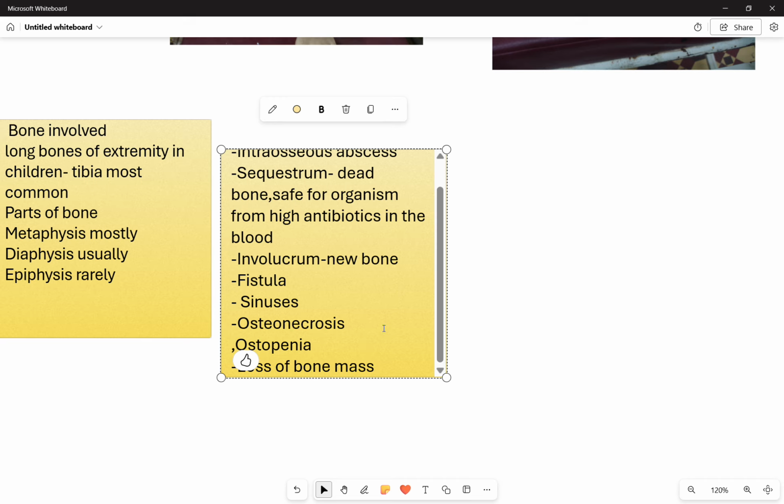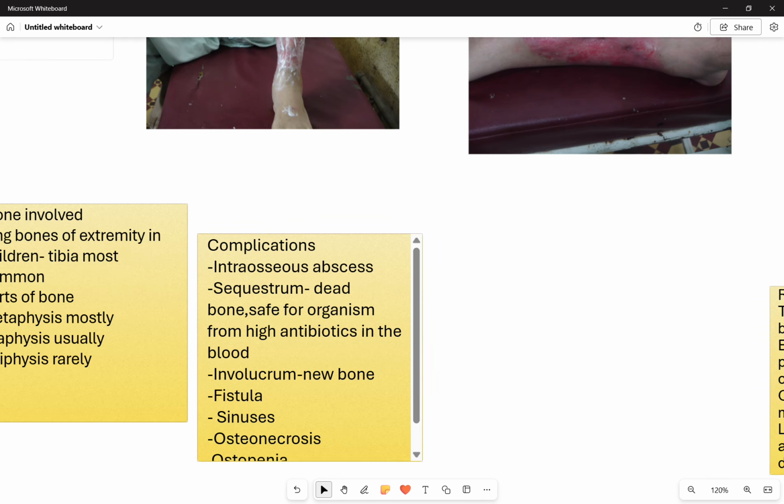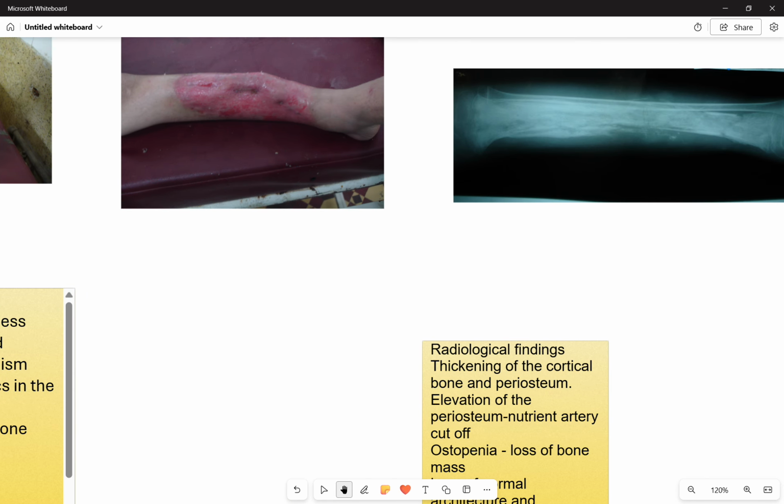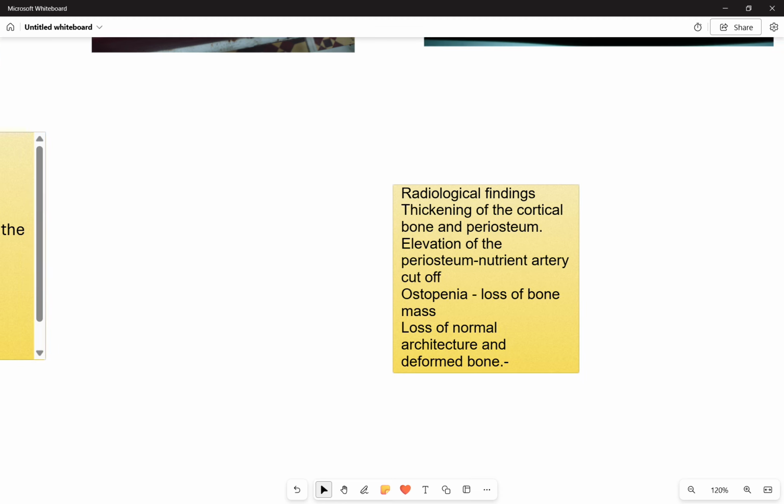There is osteonecrosis, necrosis of the bone, osteopenia, less bone formation, and finally loss of bone mass. So these are the complications which occur with chronic osteomyelitis, and I will show you finally a picture of the radiological findings. What are the radiological findings when you take a plain X-ray of such a bone?